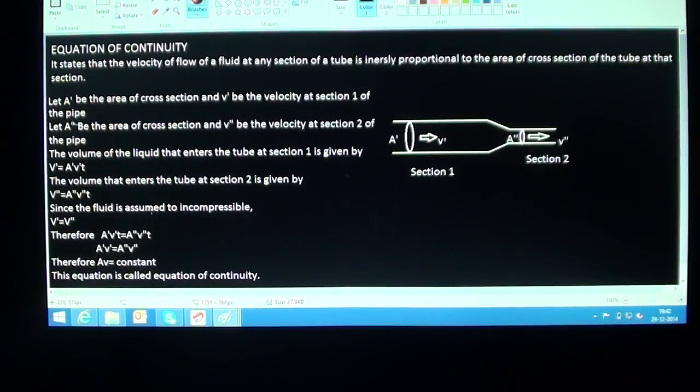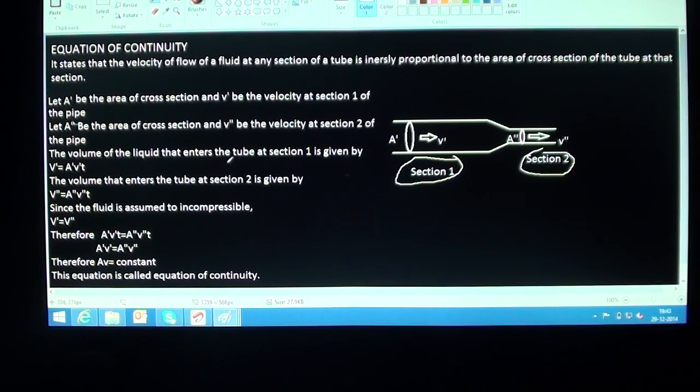Next, let's get on to the equation of continuity. The equation of continuity states that the velocity of flow of a liquid at any section of the tube is inversely proportional to the area of cross section of the tube at that section. Here, let A dash be the area of cross section and V dash be the velocity at section 1 of the pipe. This is section 1, this is A dash, the area over here, and V dash, the velocity of the fluid over here. Now let A double dash be the area of cross section, and V double dash be the velocity at section 2 of the pipe.